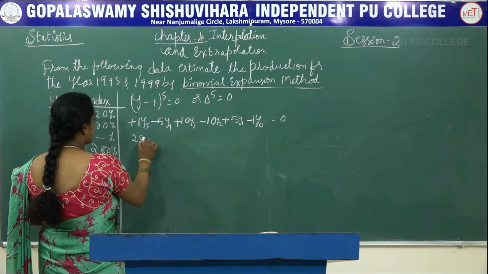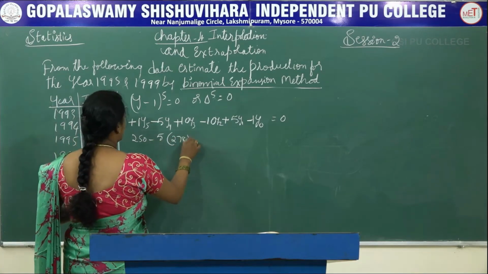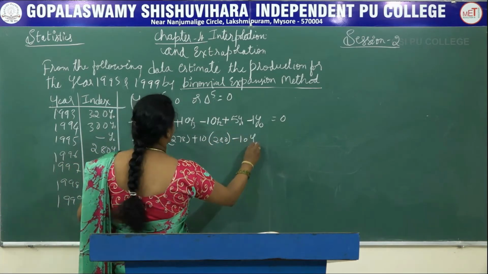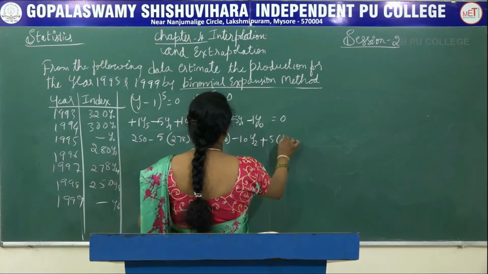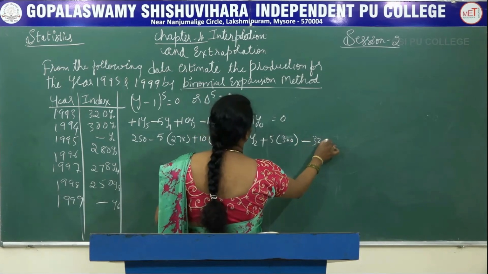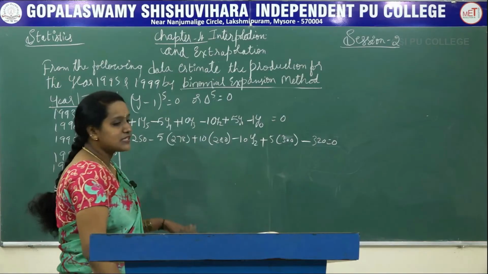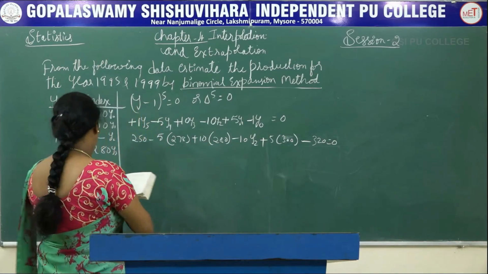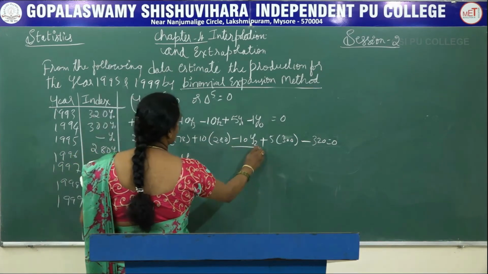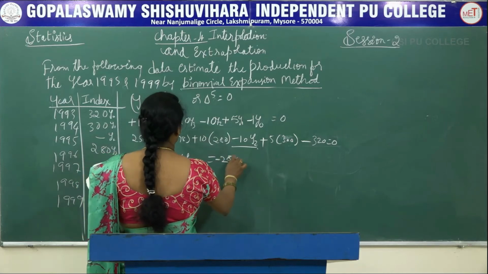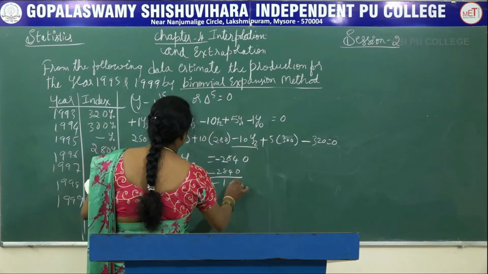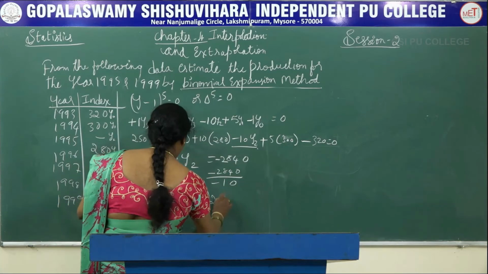y5 is 250, minus 5 y4 is 278, plus 10 y3 is 280, minus 10 y2, we don't know the y2 value, plus 5 y1 is 300, and minus y0 is 320, equated to 0. After simplifying this, we have to find the value for y2. Minus 10 y2 is equal to minus 2840. So our y2 is minus 2840 divided by minus 10. So y2 is equal to 284.